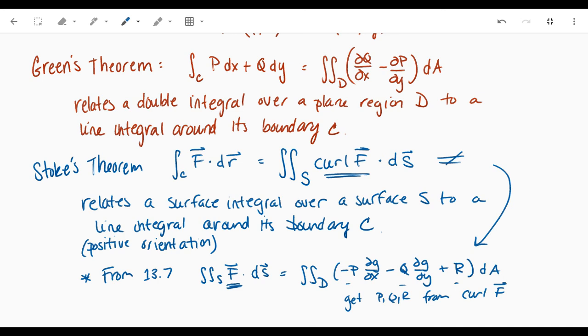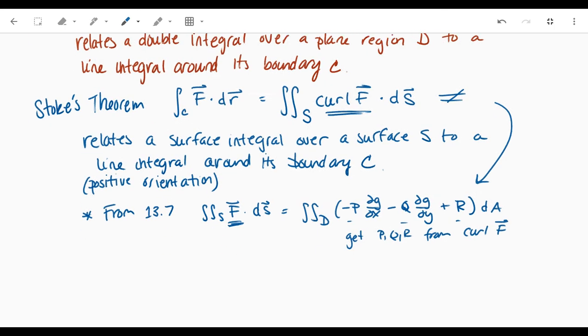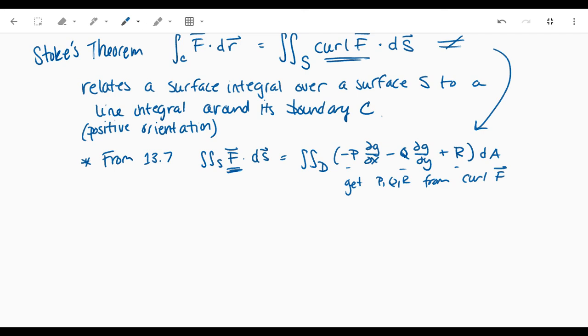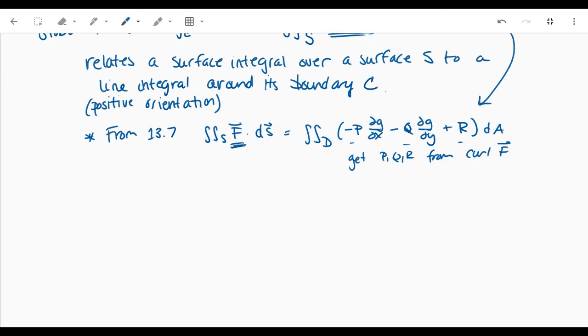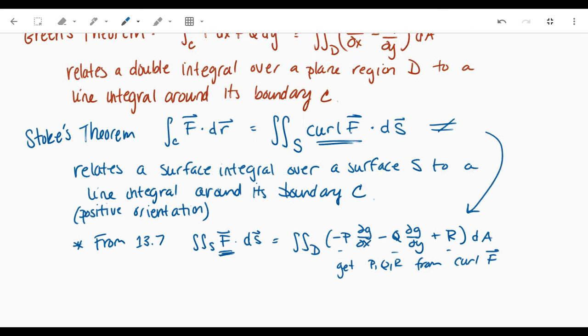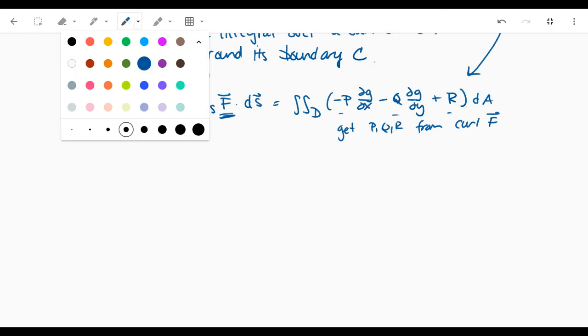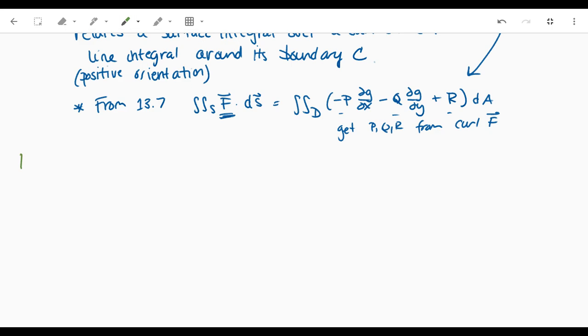So Green's theorem is Stokes' theorem, but just with a flat surface. Again, we could do a proof for that, but we're just going to leave it for now. We're going to jump right into the examples. The first example, I believe this is exercise 2 in your book.